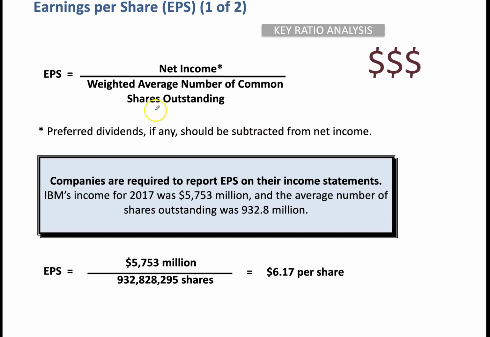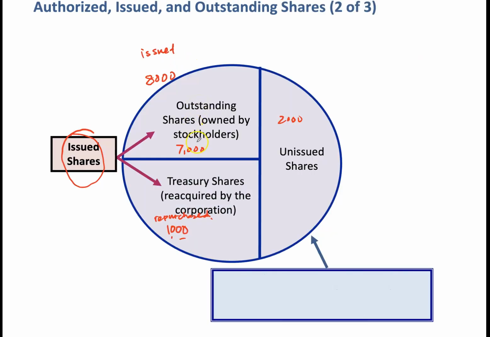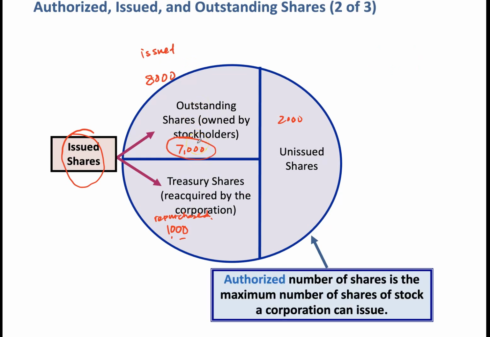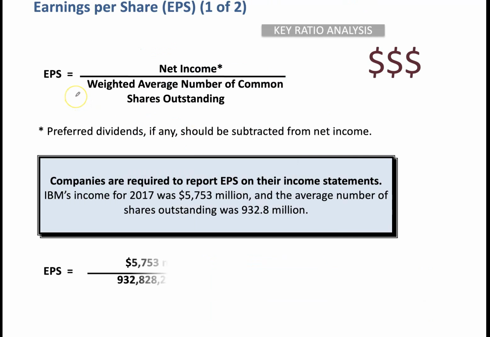One ratio invented by the analysts is called EPS, earnings per share, which is just net income divided by weighted average number of common shares outstanding. Now you can basically ignore the weighted average part and remember this as the number of shares outstanding. So net income divided by number of shares outstanding equals the EPS.